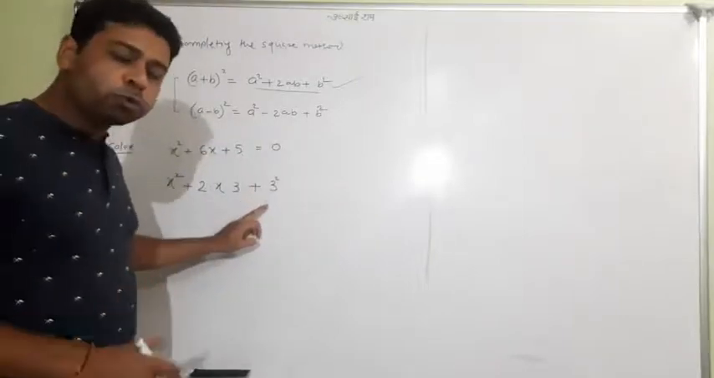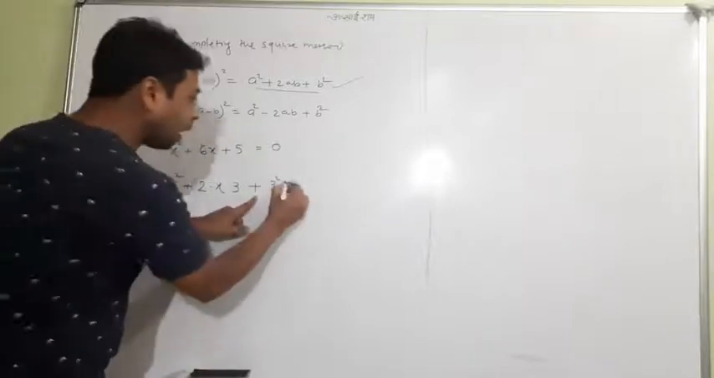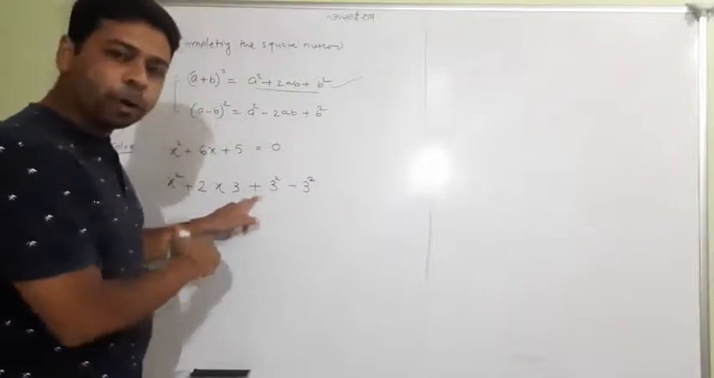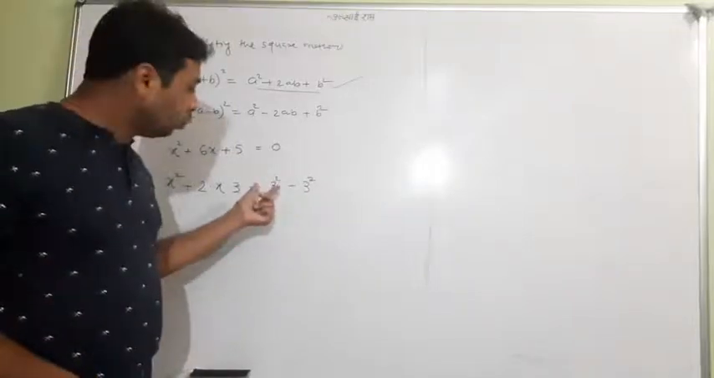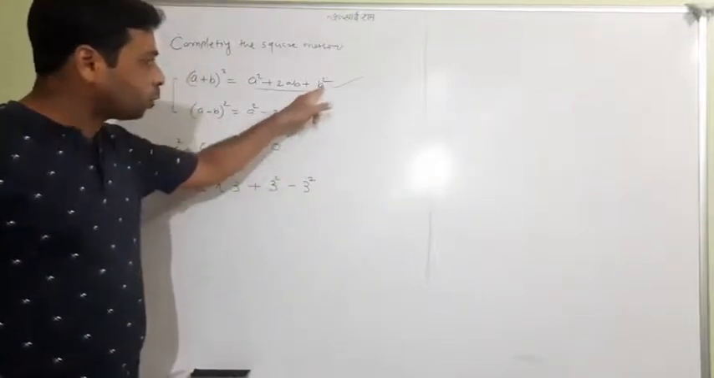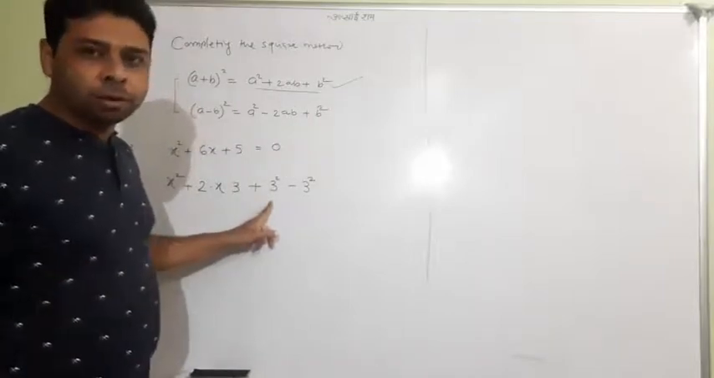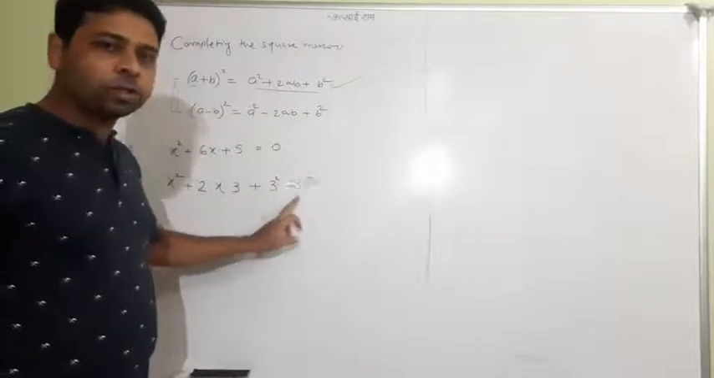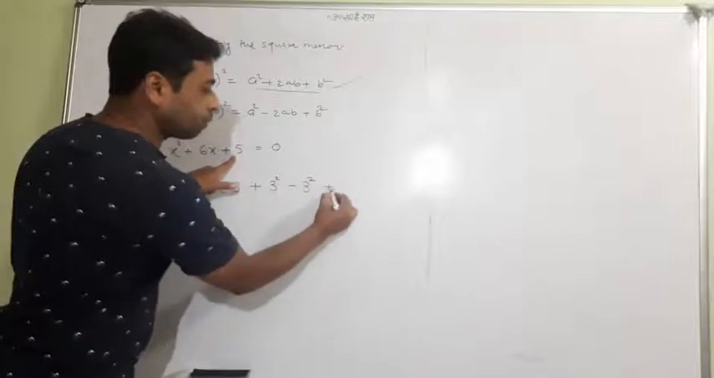So what to do, student? Only 3 square you added. You just have to subtract 3 square. Whatever you add, you have to subtract the same, so that the equation is balanced. You need 3 square because b square was here, and I wrote it. But I have to balance by the opposite sign. It was a plus, it is a minus. 3 square, 3 square. And now the rest is only plus 5.